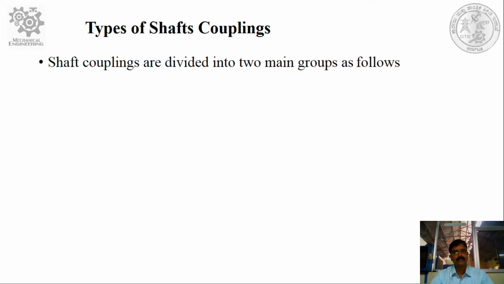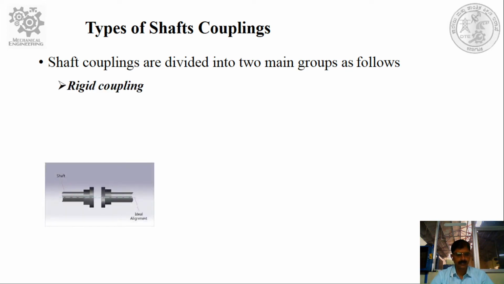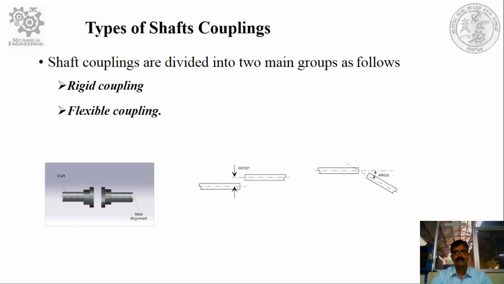Shaft couplings are divided into two main groups as follows: the rigid coupling and the flexible coupling. Rigid coupling is one where we join two shafts in perfect alignment, that is the axes of the two shafts are collinear. Flexible coupling is one in which we join two shafts where any slight misalignment is there, that is axial misalignment and angular misalignment. In that case we are going to use the flexible coupling.